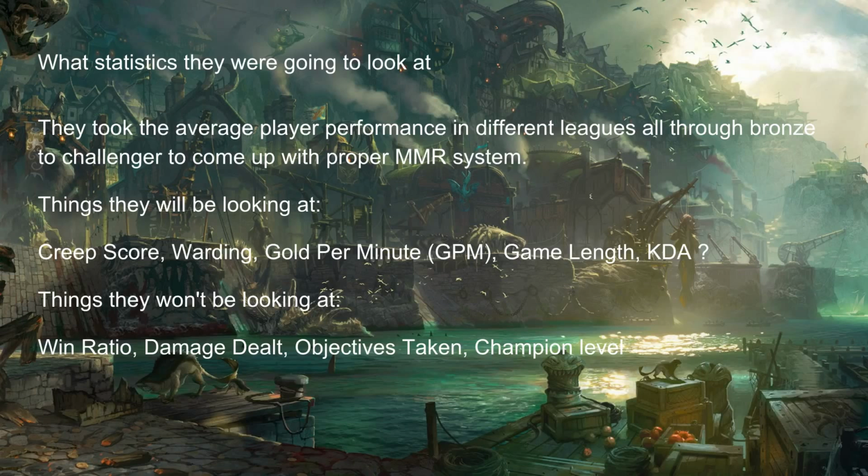And obviously they won't be looking at champion level, because some games will end a lot sooner than 20 minutes, so you wouldn't even be level 18 by that time, and some games are going to drag out to 40 minutes or so, so you'll reach that level 18 mark. So they're probably not going to be looking at champion levels in those games. These are all averages that they're going to be looking at, and that probably describes what statistics are going to be super relevant to this new MMR system.